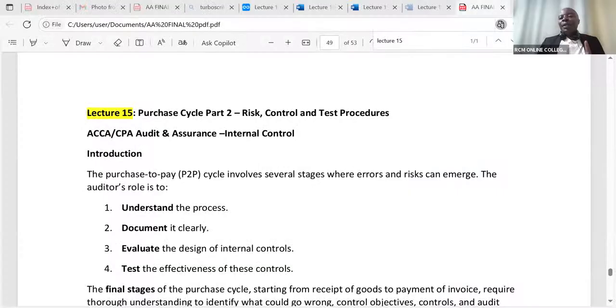And today we shall look at lesson number 15, lecture number 15. Remember, the first purchase cycle that we did, purchase cycle part 1, was in lecture 14. So I'm still going to continue with this purchase cycle. I'll be taking you through purchase cycle part 2.